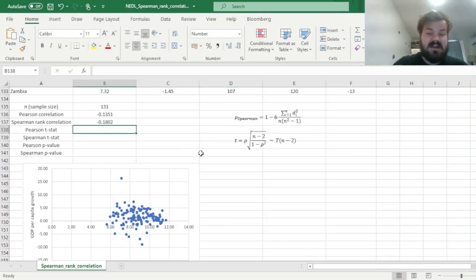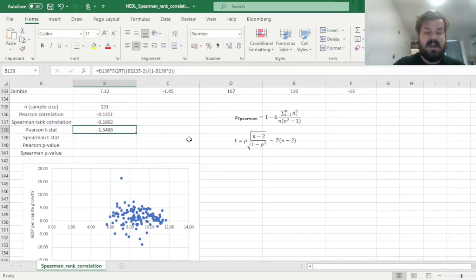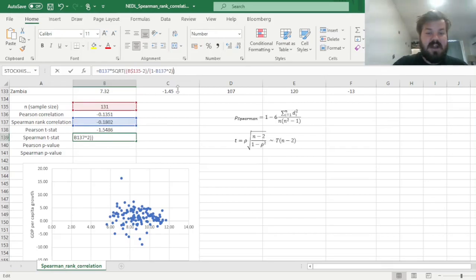So to calculate the t-stats, we can just input this particular formula. We'll multiply our correlation coefficients, so both the Pearson and the Spearman rank correlations, by the square root of, in the numerator, our sample size. We can lock the row over here, as the sample size is the same for both coefficients, minus 2, and we divide it by 1 minus the respective correlation coefficient squared. And we can see that the t-stat for the Pearson correlation coefficient is minus 1.55, and the t-stat for the Spearman correlation coefficient, as we drag it down, is equal to 2.08.